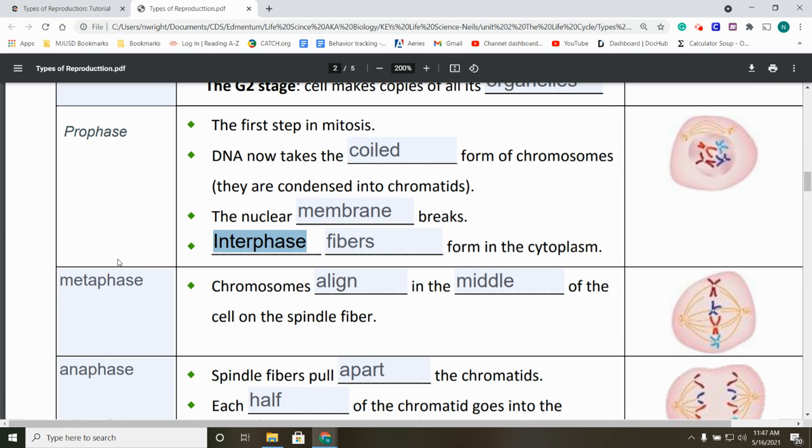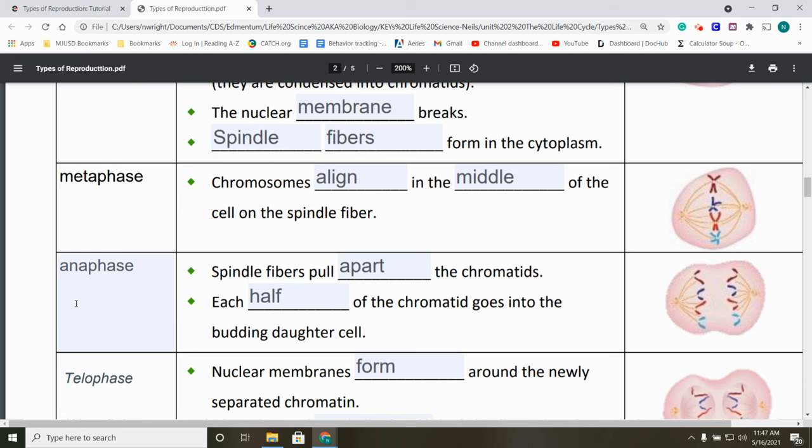It is spindle. Spindle fibers form in the cytoplasm. Metaphase. Chromosomes align in the middle of the cell on the spindle fiber.